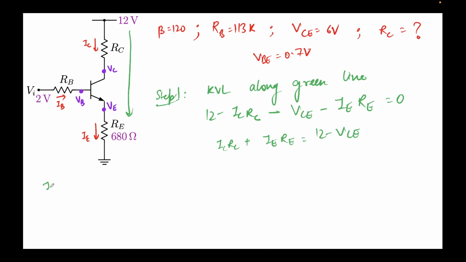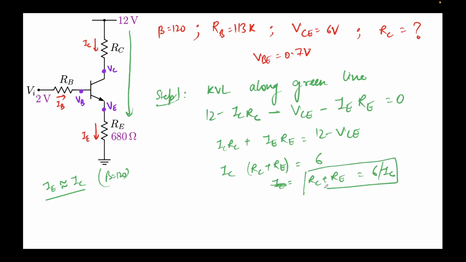Now I'll assume IE is approximately equal to IC because beta is very high. You see beta is 120, so this is a safe assumption. Then IC will be common. It will become IC times RC plus RE equal to 12 minus VC, and VC is 6, so this will become 6, right? So now from here we see RC plus RE equal to 6 over IC.